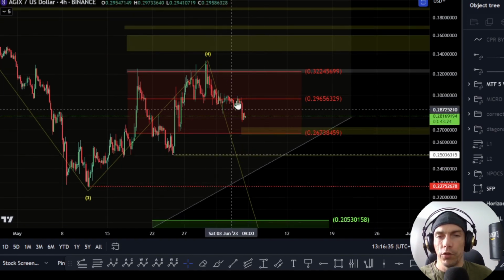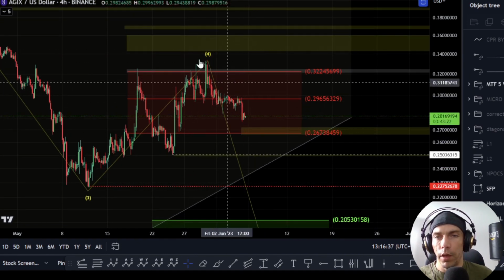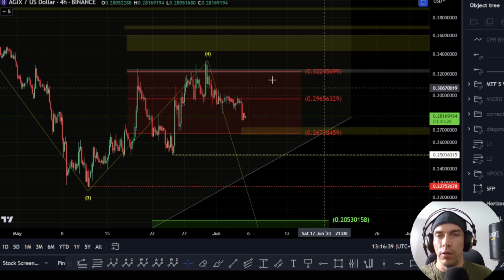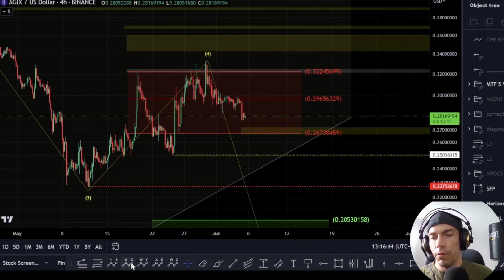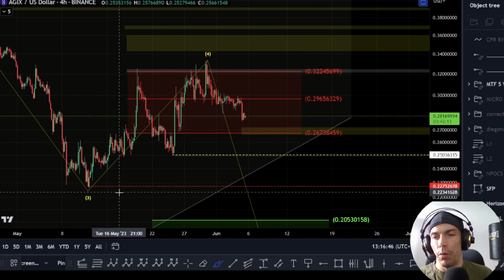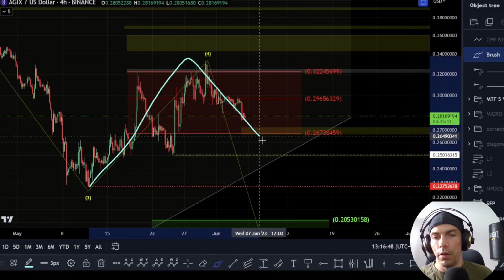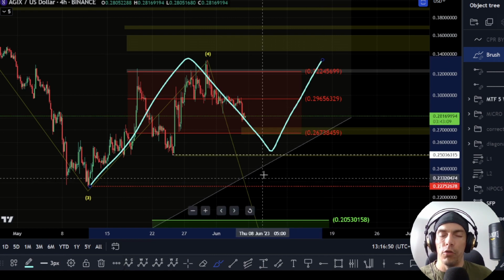We haven't got the structure down that we need yet to start looking at this as an impulse, but it is possible that it's building here. So we're going to talk about that in a second. Now, the fourth wave could actually potentially even push up one more time here, where this becomes W, we get a move down, and then we see another push to the upside.